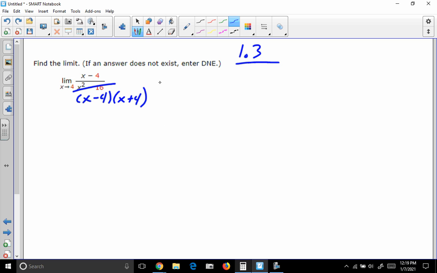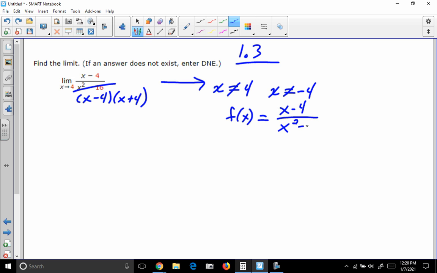Also, let's note that the function is undefined when x is 4 and when x is negative 4. That denominator was originally x squared minus 16. If we put a 4 in for x, we get 0 on bottom. If we put a negative 4 in for x, we get a 0 on bottom. So this particular function, I'm going to call it f of x, has a domain of anything except those two numbers.